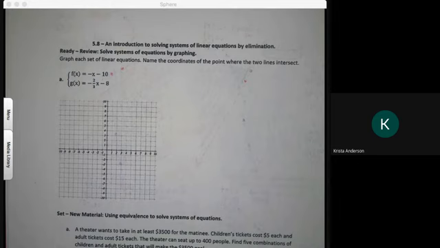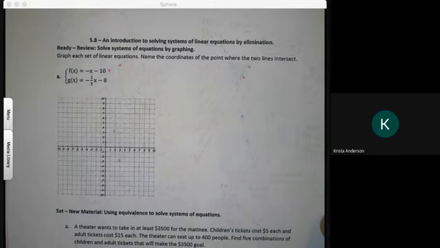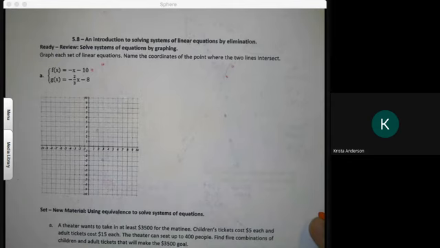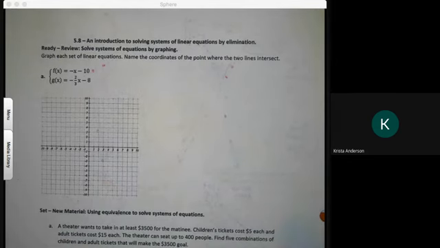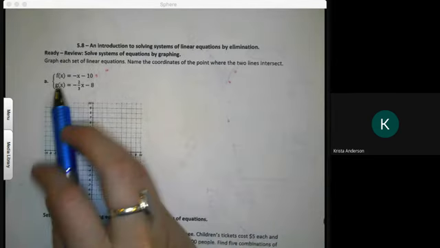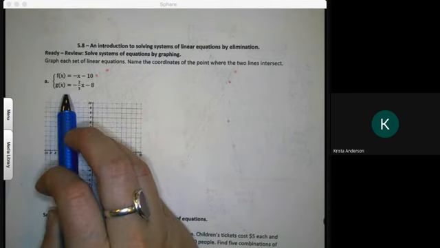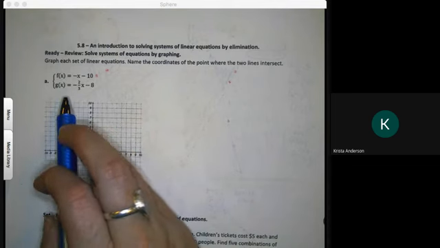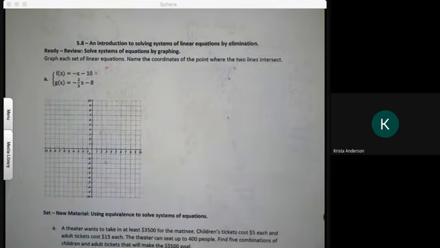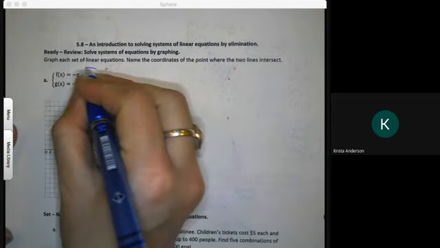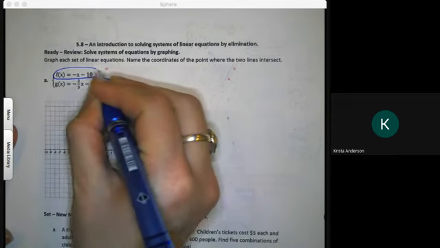Right, the first question on 5.8, we are trying to graph the two lines and find the point where they touch and intersect. Because there are no inequalities, there will be no shading. You just graph two lines, see where they touch. So the first one, I'm just going to take it over to the side.